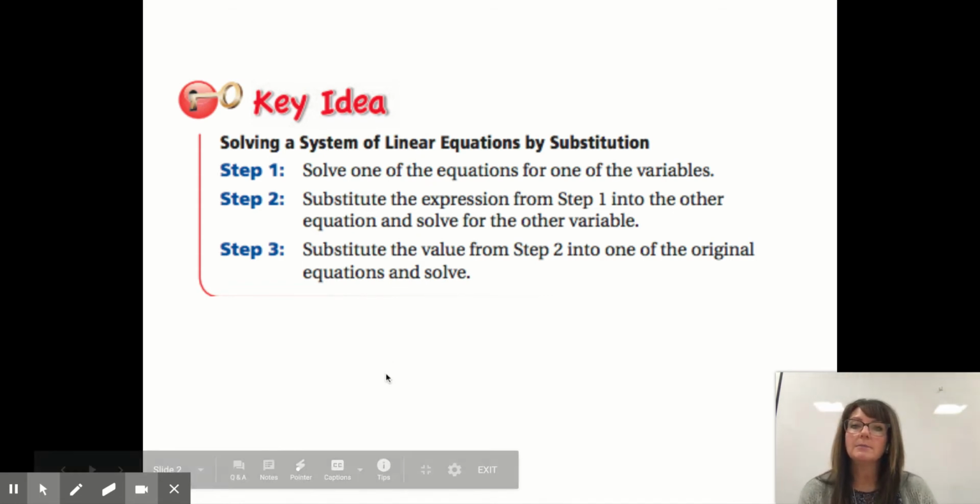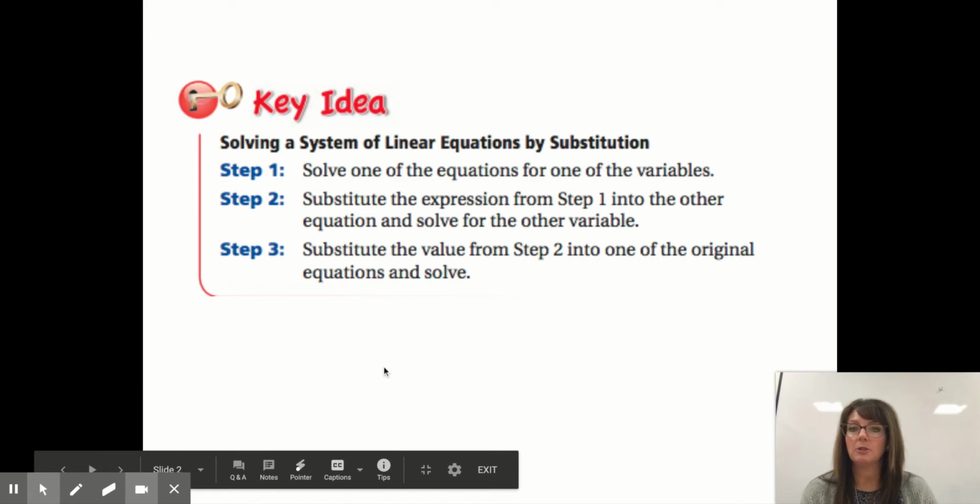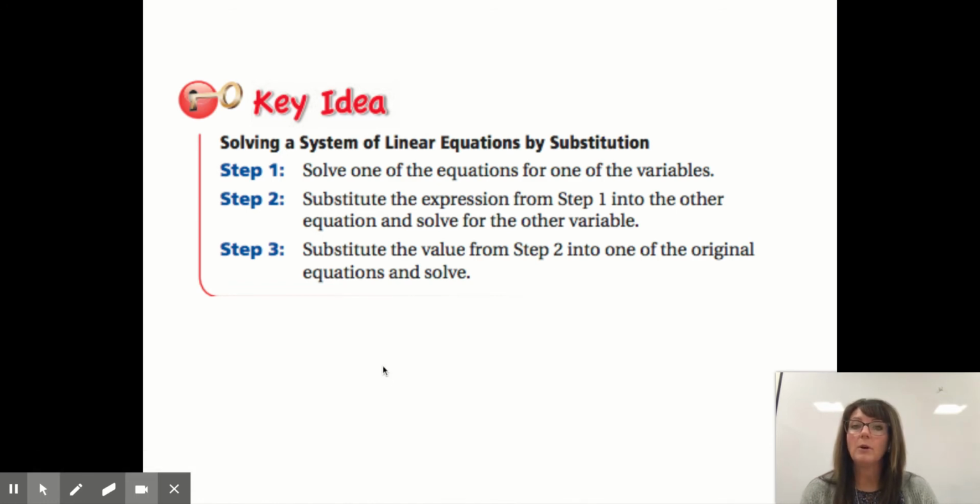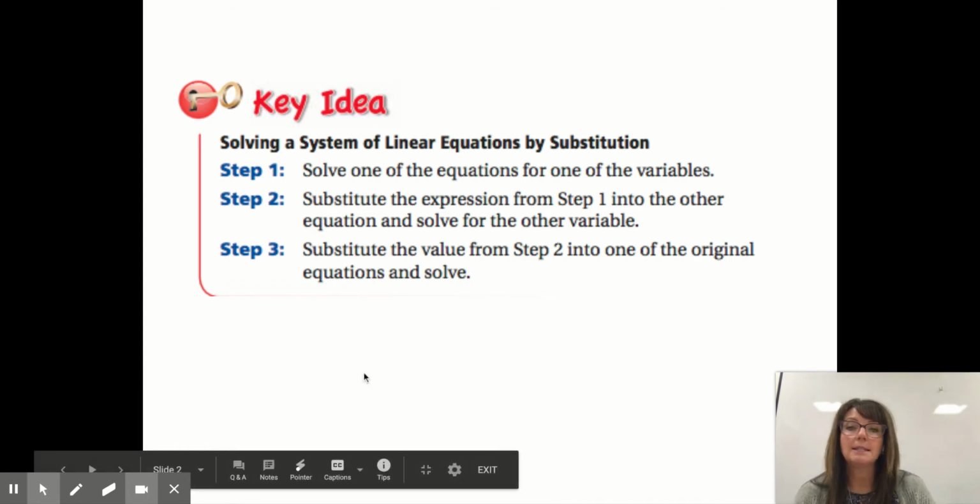So solving a system of linear equations by substitution, step 1. We want to solve one of the equations for one of the variables. That means we need to have one of the variables isolated by itself. X is equal to something, or Y is equal to something, like slope-intercept form. Step 2, substitute the expression from step 1 into the other equation to solve for that variable.